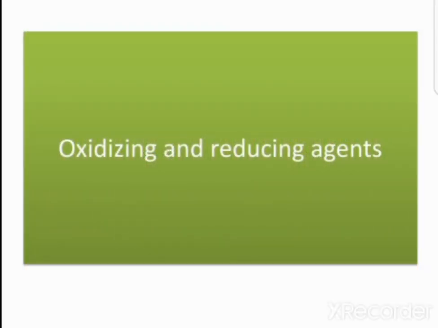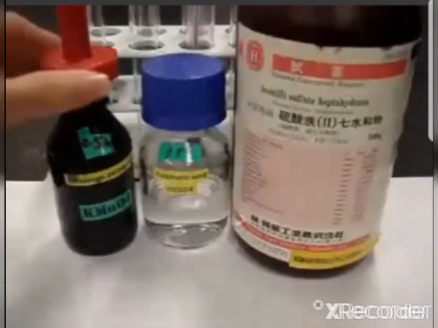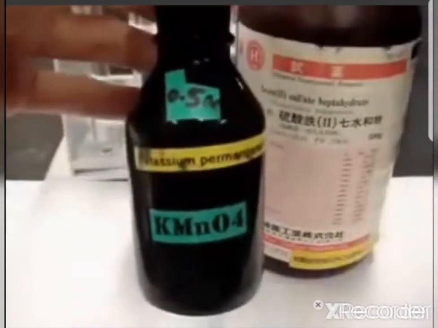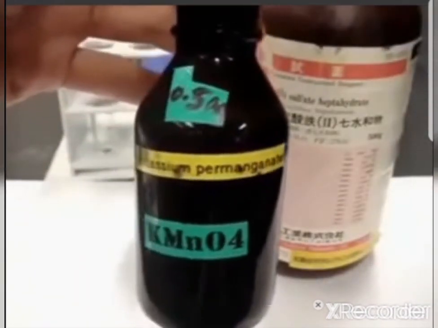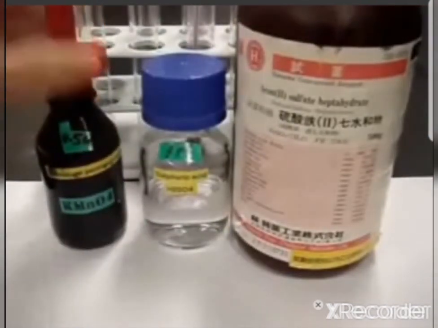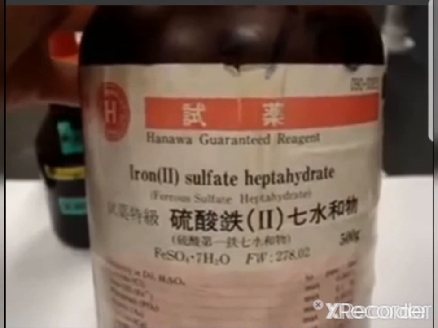Today's next topic is oxidizing and reducing agent. In order to understand the concept of oxidizing and reducing agent, let us watch an activity first. In this activity, we are going to take KMnO4 as oxidizing agent, dilute sulfuric acid, and iron sulfate as reducing agent.